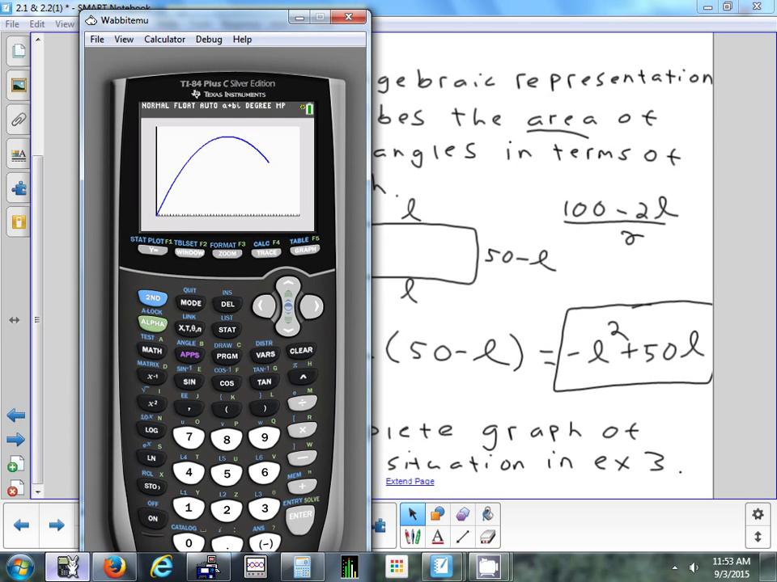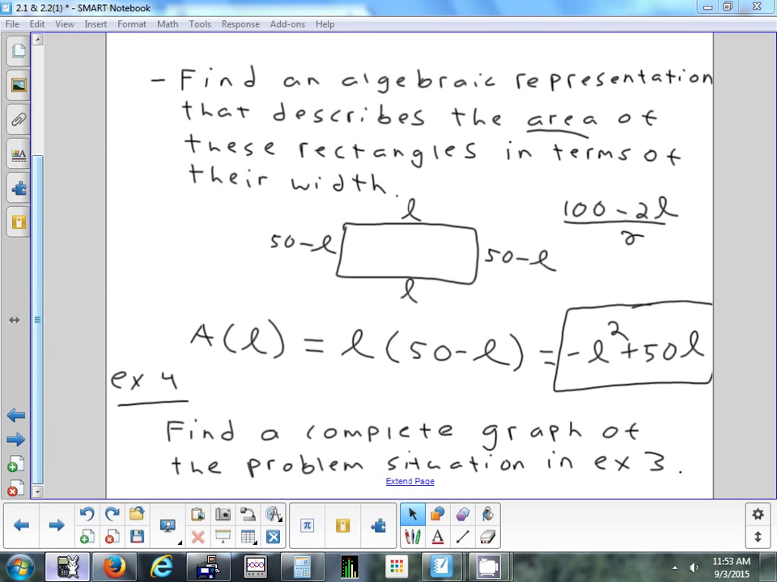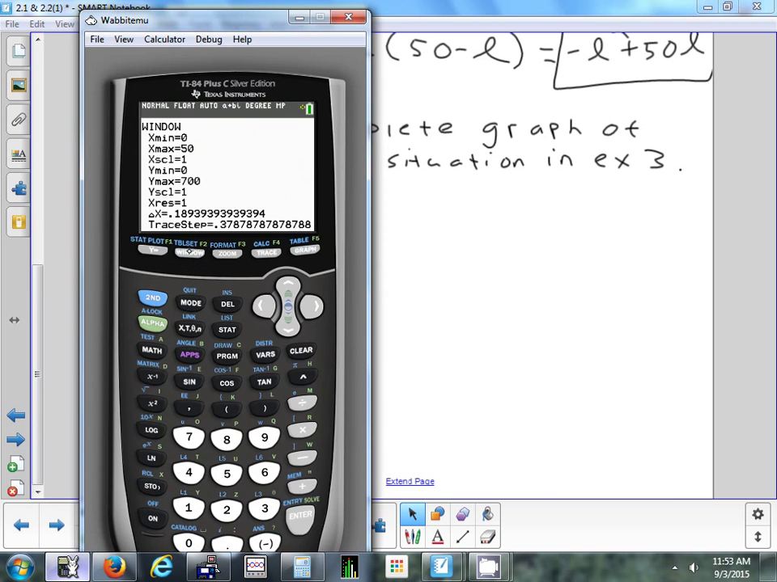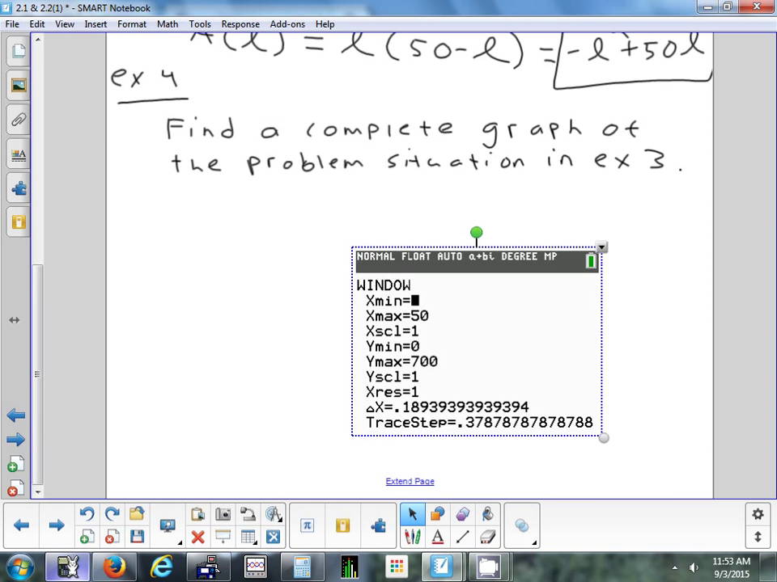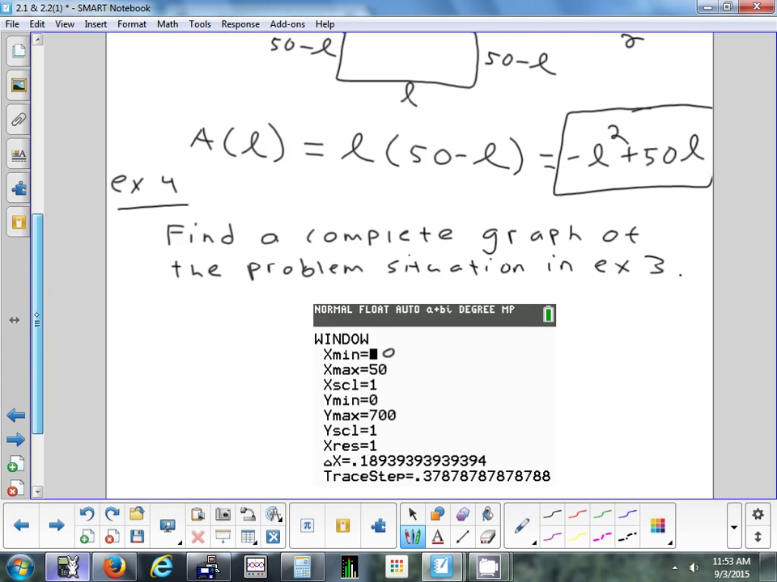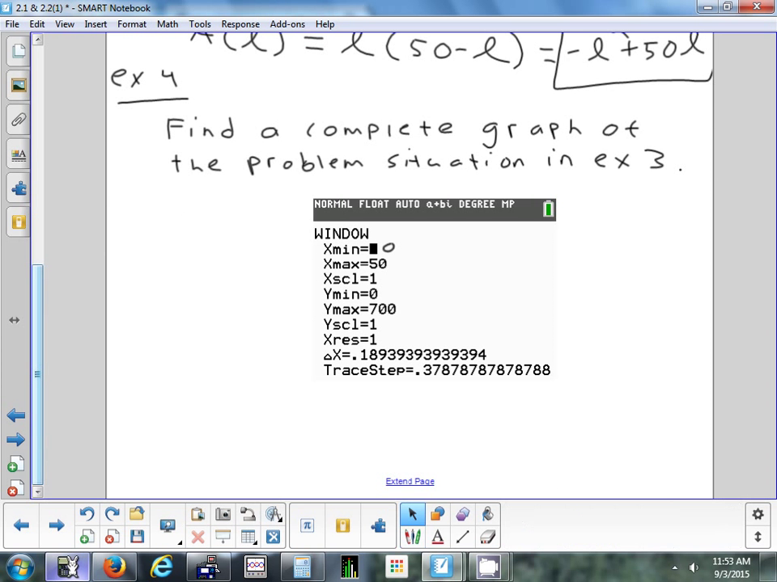That's going to fill the whole screen. Perfect. Find a complete graph. Okay, so on the homework, if they ask you to do that, just write down your window: X min, X max, Y min, Y max. And I think we already calculated it was a square, 25 by 25. Okay, any questions on section 2.2 part 1?